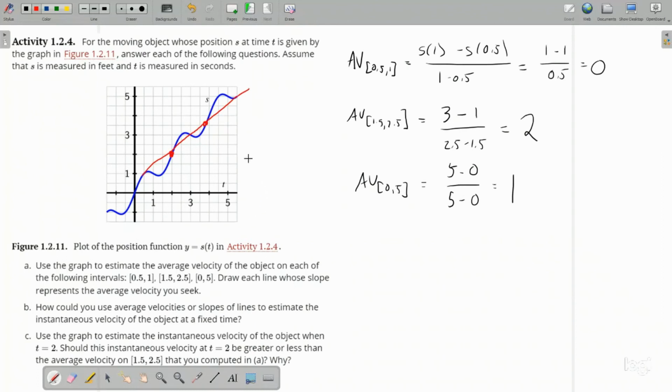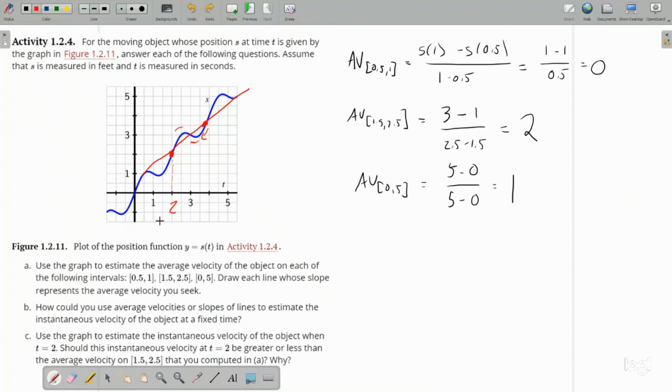So the idea of using average velocities, so let's say we want the average velocity at 2. The idea is that we want to think about what's happening to the slope of this line as this point gets closer and closer and closer to the t equals 2 value. And what you'll see, hopefully, is that as you draw this line in closer and closer and closer, you're getting something that approaches the tangent line right here. And so that's the concept.